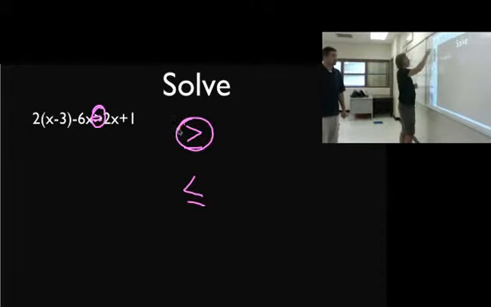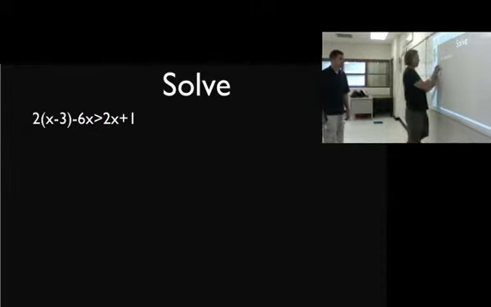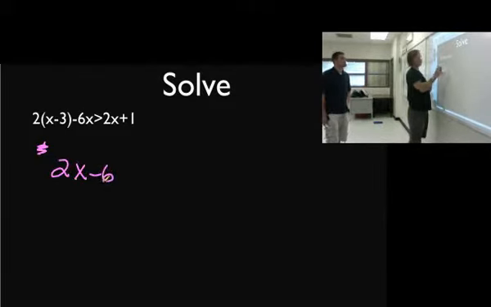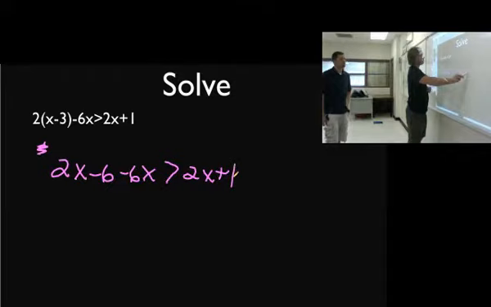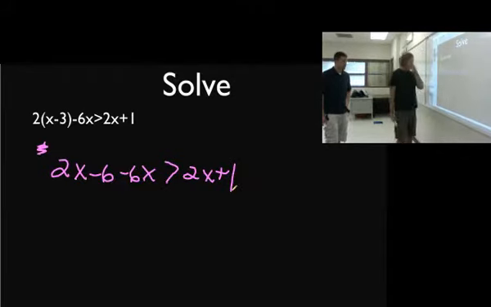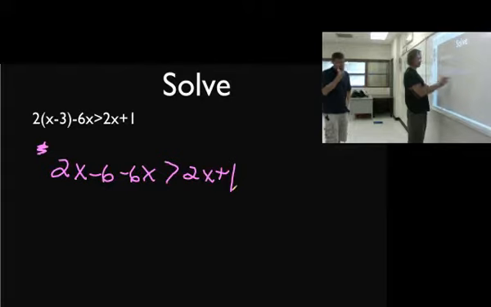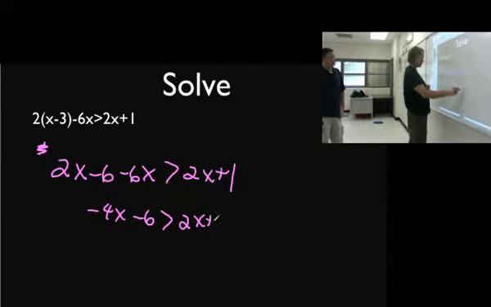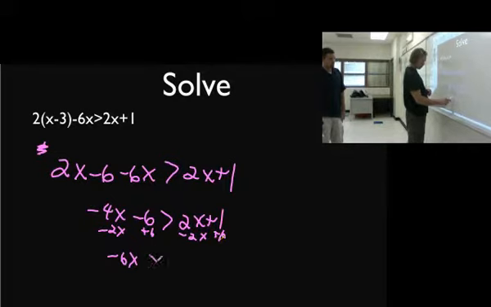All right, I think this example works out. So let's run through it fairly fast. Distribute the 2 through. So, 2x minus 6 minus 6x is still greater than 2x plus 1 because I didn't multiply or divide both sides by a negative number. So, combine like terms. 2x, take away 6x is negative 4x minus 6 is greater than 2x plus 1. We want to get all the x's on one side. So negative 6x, let's see, add the 6, is greater than 7. Negative 6x is greater than 7.